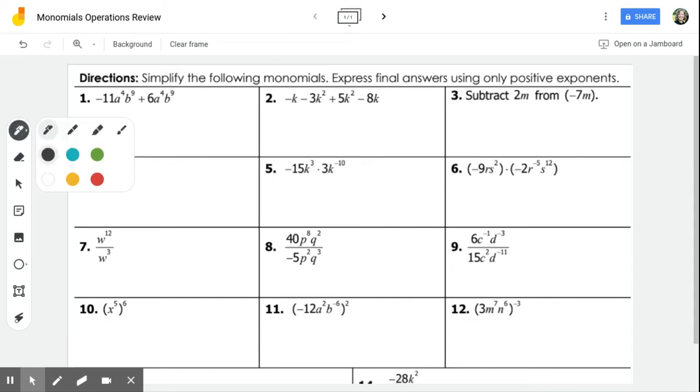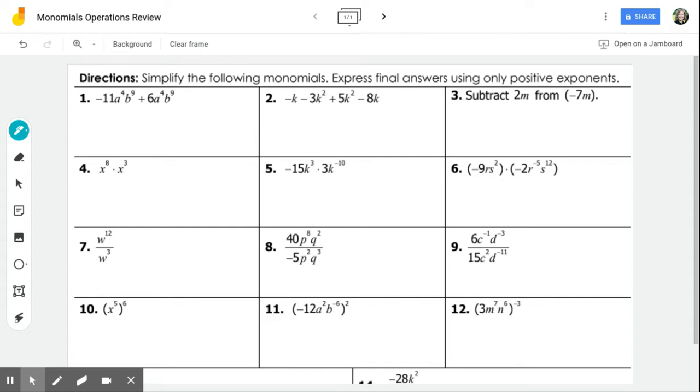All right, we are going to practice some monomial operations to help you review some of the things that we've done so far. So, I would encourage you to work through these with me. I am going to start with number 1.